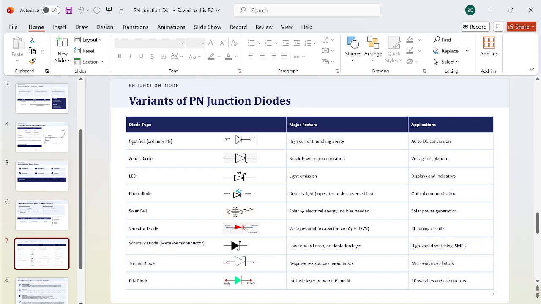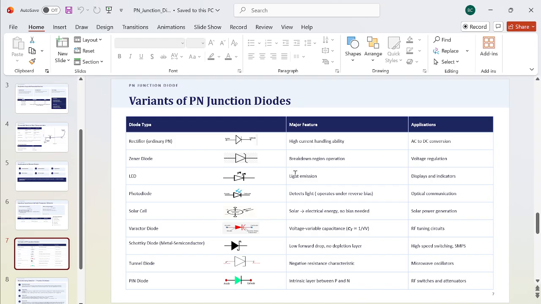So the original, rectifier or ordinary PN junction diode, which is made up of germanium or silicon, its symbol is shown here. This is the P region and this vertical bar is the N region. This rectifying diode basically has the ability of conducting high currents under forward bias and low current under reverse bias, and the major use of this ordinary PN junction diode is AC to DC conversion.